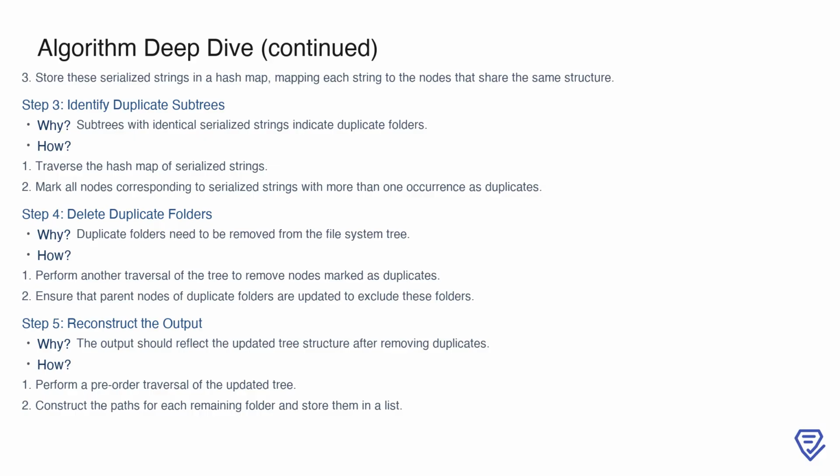To identify duplicates, we traverse the hash map and look for serialized strings that appear more than once. Nodes corresponding to such strings are marked as duplicates. After identifying duplicates, we proceed to delete them from the tree. This involves traversing the tree again and removing all nodes flagged as duplicates. It's important to update the parent nodes to ensure that the deleted folders are no longer part of the tree structure. Finally, we need to reconstruct the output. This requires a pre-order traversal of the updated tree to generate the paths for each remaining folder. These paths are then stored in a list, which represents the resulting folder structure after duplicates are removed.